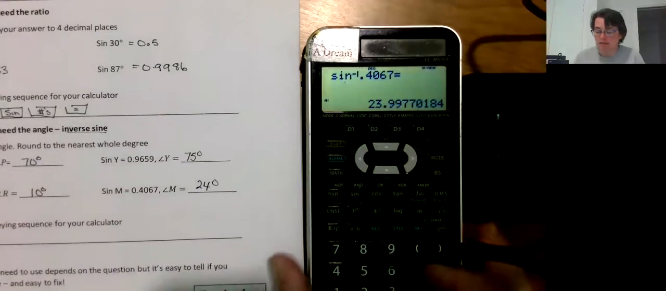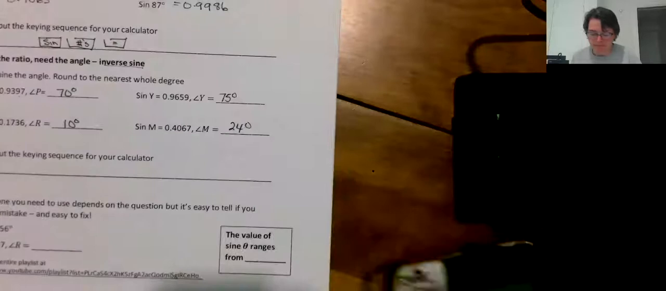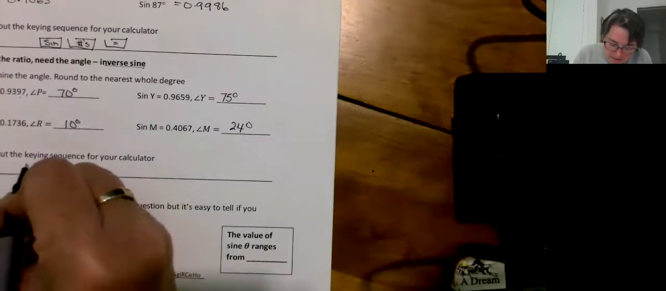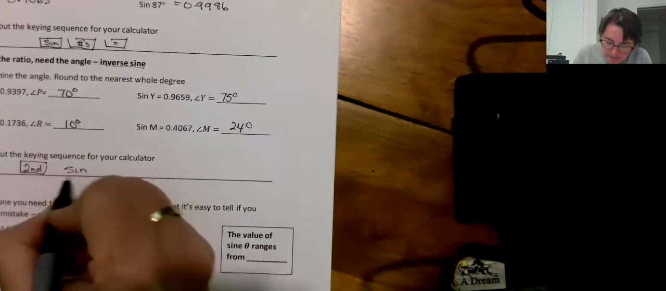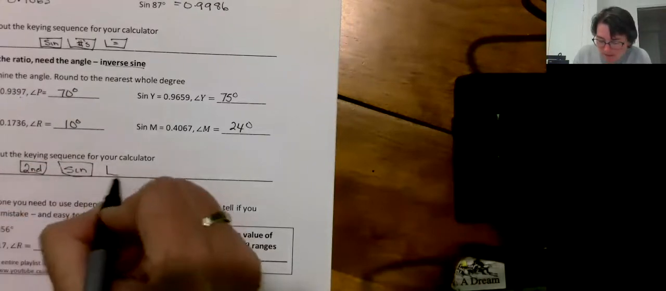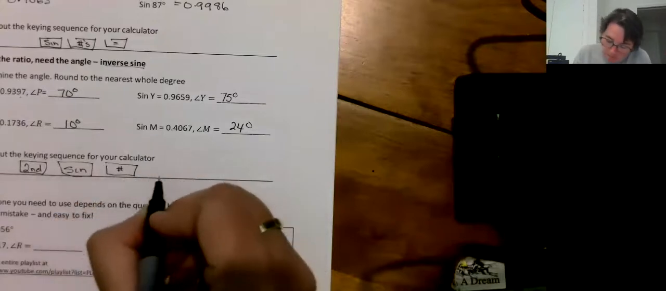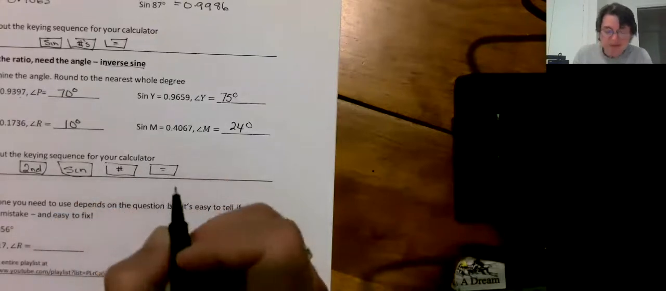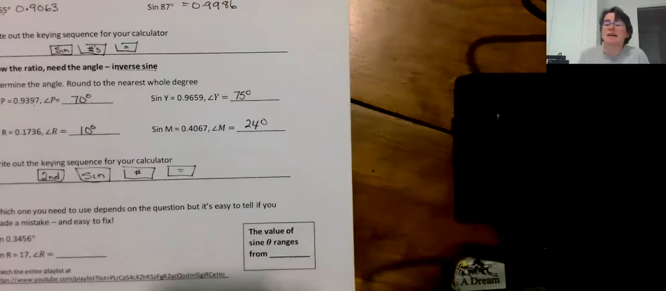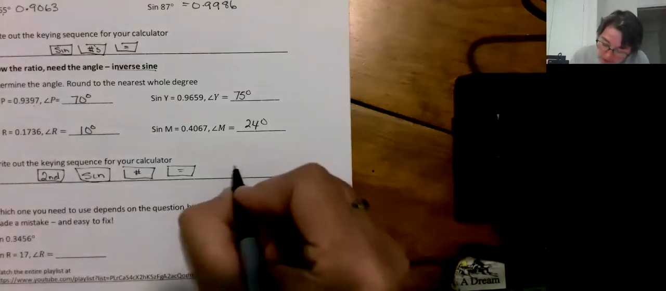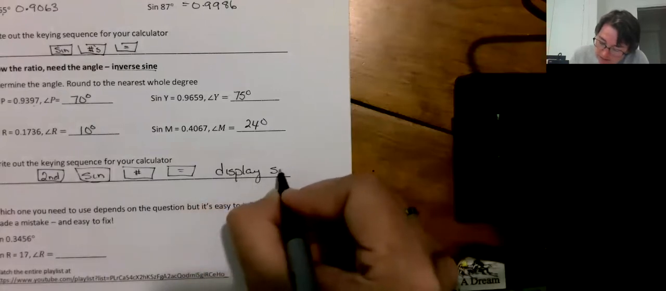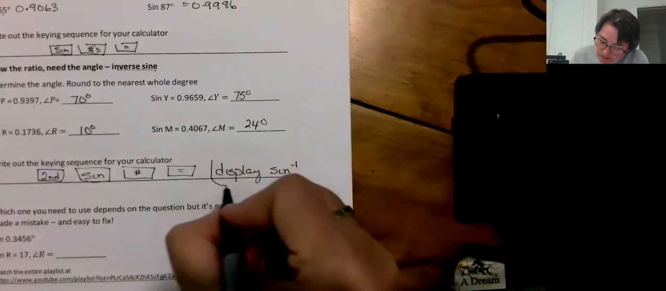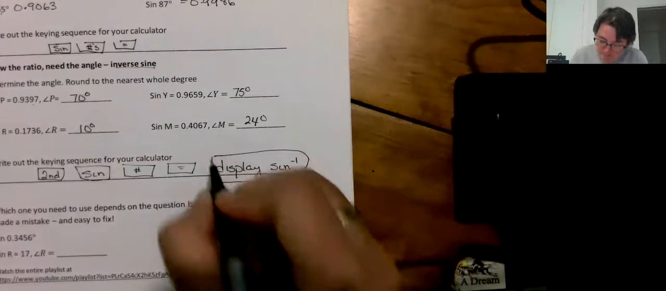Okay, keying sequence is second sine, and then my number key, and my equals. Now, make sure you're not just copying exactly what I have. If it's different on your calculator, write down what it is. And by the way, I'm going to write display sine to the -1, just to remind myself that's what I should be looking for.